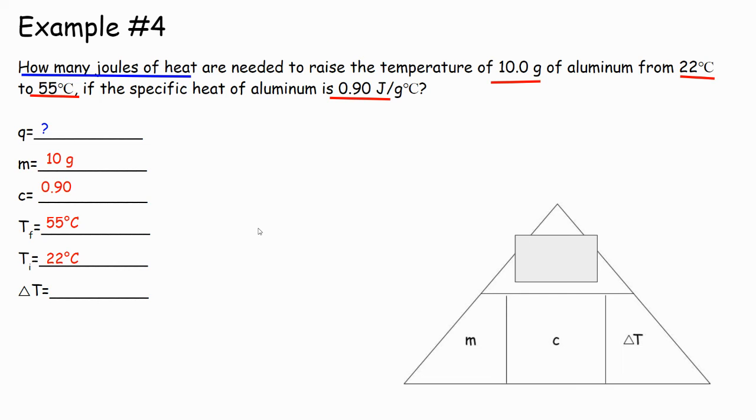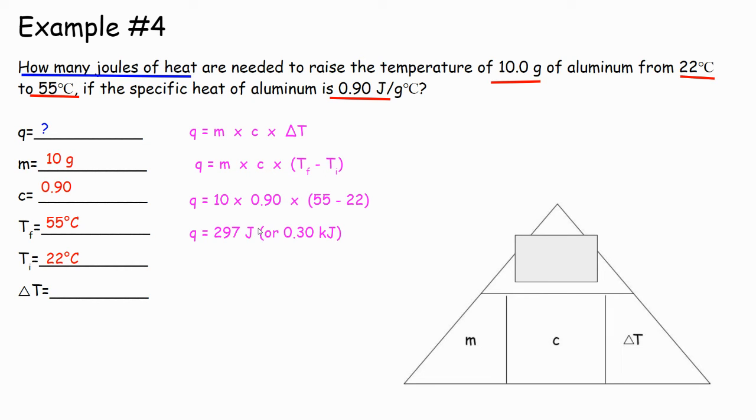They're all side by side. So Q equals M times C times delta T. Q equals M times C times final minus initial, because that's what delta T is. Once again, yes, you can calculate delta T and then just substitute it. Plug in your numbers, put it in your calculator, boom, 297 joules.